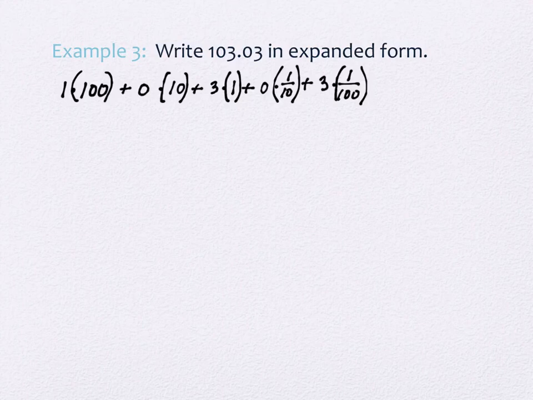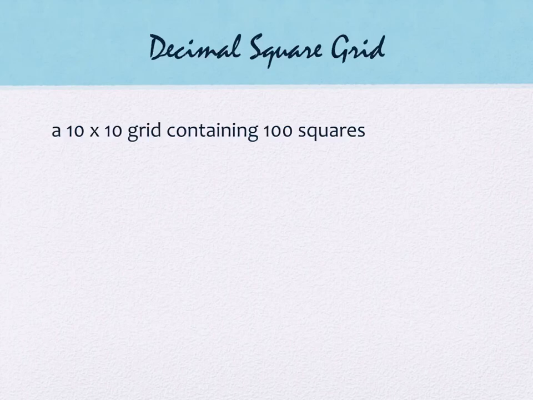All right, there's a really good picture, and it kind of blends back into some of the images that we saw back in the fraction section. It's called a decimal square grid. A decimal square grid is a 10 by 10 grid. If it's 10 by 10, of course, it would contain 100 squares.